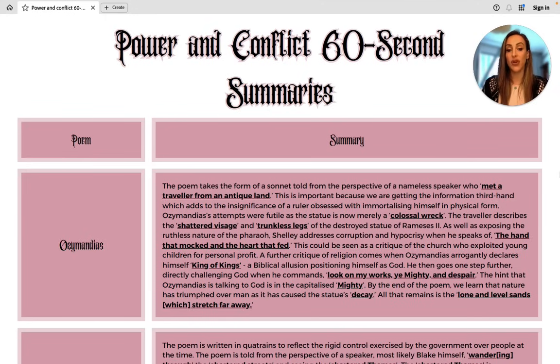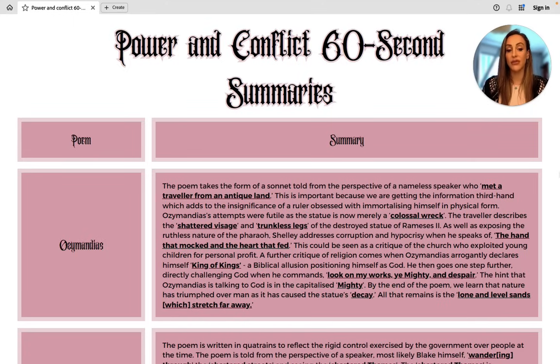The traveller describes the shattered visage and trunkless legs of the destroyed statue of Ramesses II, as well as exposing the ruthless nature of the pharaoh. Shelley addresses corruption and hypocrisy when he speaks of the hand that mocked and the heart that fed. This could be seen as a critique of the church who exploited young children for personal profit. Think about chimney sweepers. A lot of the time, the church were complicit in that industry and profiting from it.